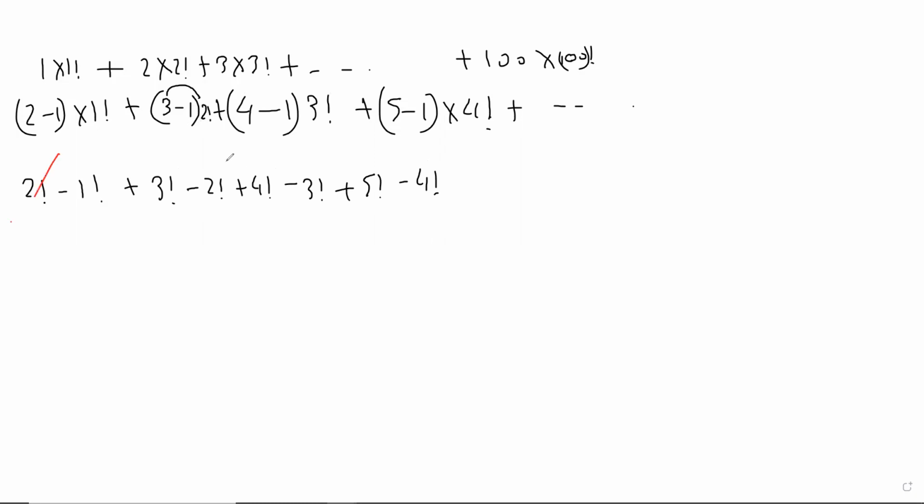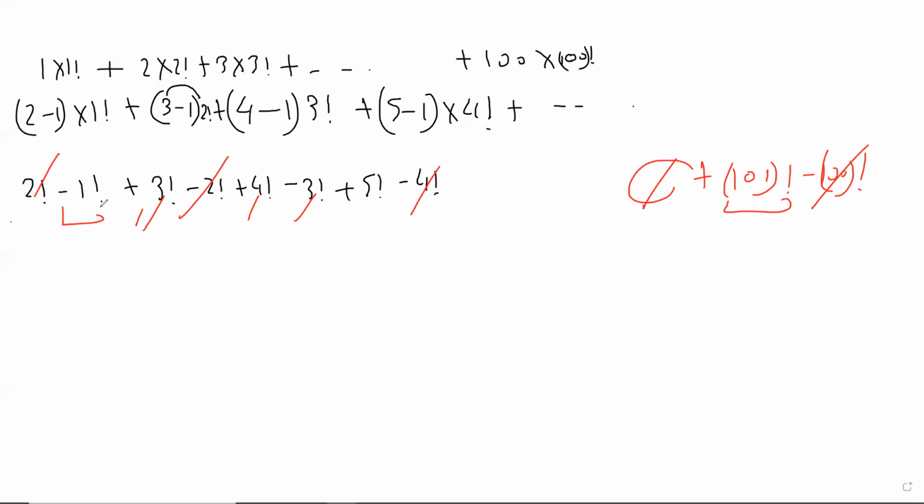This will get canceled with this. This 3 will get canceled with this. Nothing will get canceled with 1, and so that's why it remains. And like this, it will cancel with this. You can go all the way. Try to write this out. You will get 101 factorial minus 100 factorial, but the 100 factorial would get canceled with the previous terms. And so you'll finally get 101 factorial minus 1 factorial.